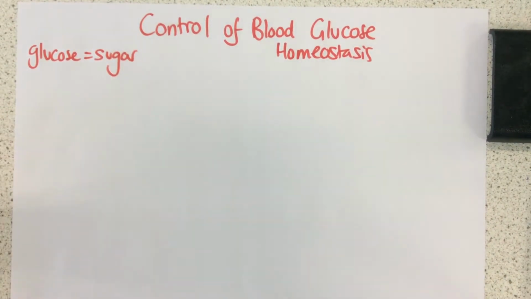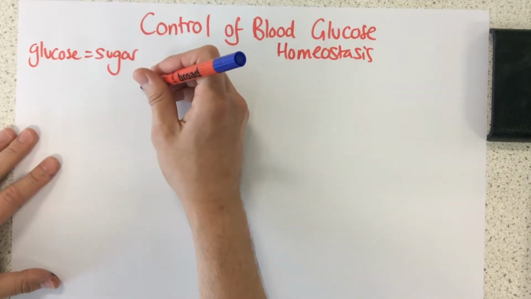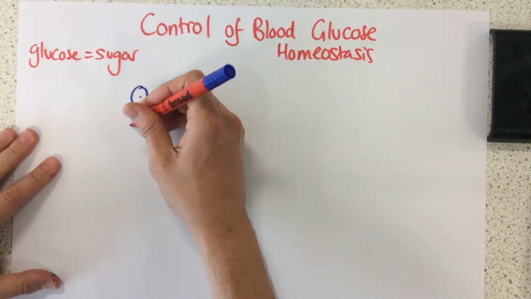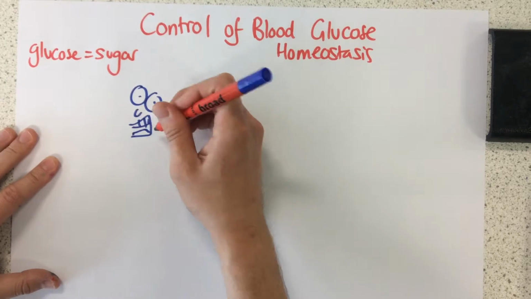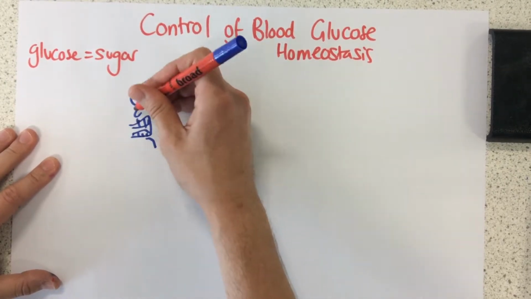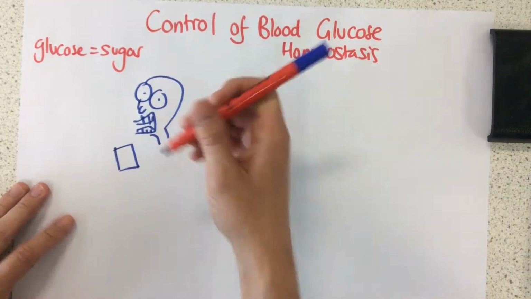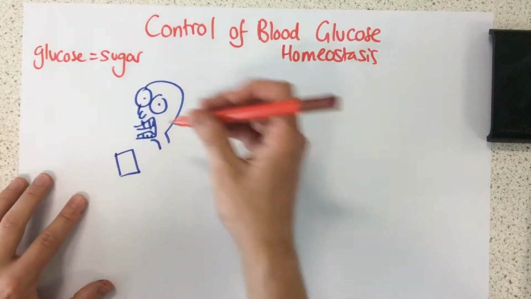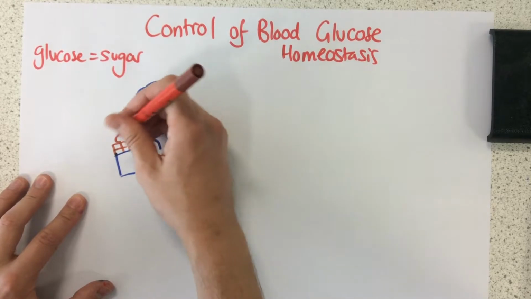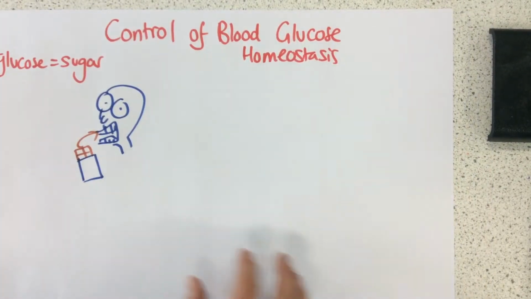So let's have a look at this example here. Now let's say I've got this person here, and for their lunch they are eating a chocolate bar. So here is their chocolate bar right here. Now this chocolate bar's got loads of glucose in, as remember, glucose is a type of sugar.